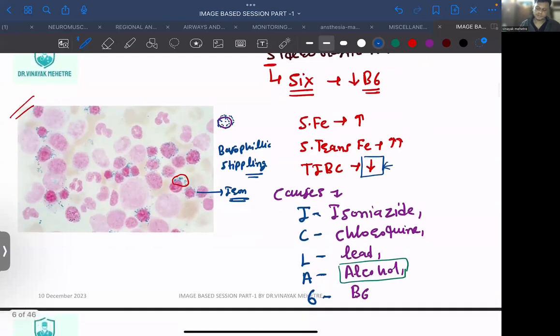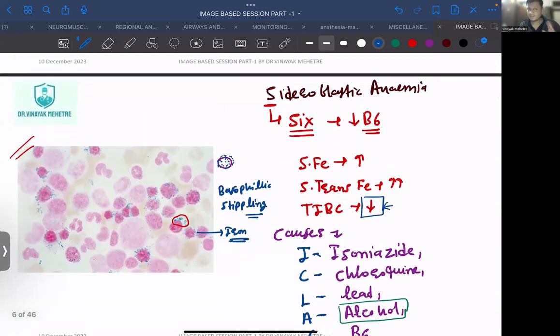Understood both? These are common questions. PSM people will ask, hematology people will ask, medicine people will ask. So you should know hematology very well. Five marks come from hematology only.